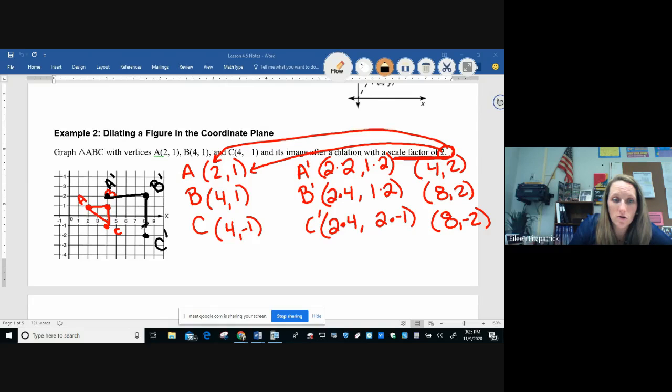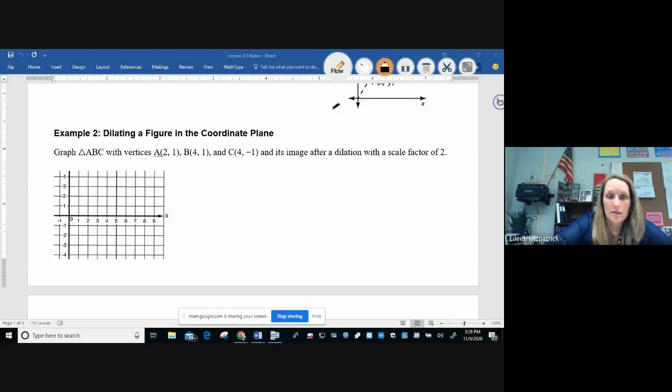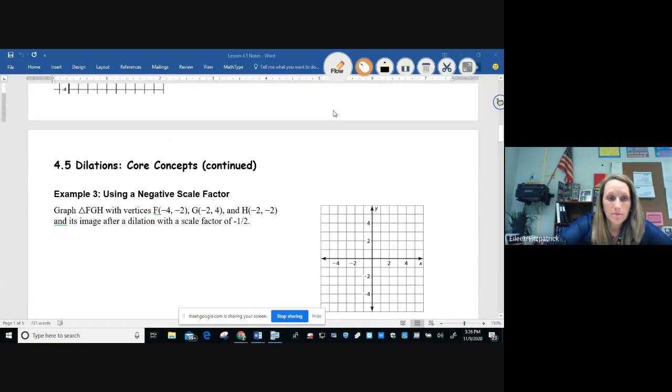So did your triangle enlarge or reduce in size? It enlarged. Did the triangle get closer to or further away from the origin, the center of dilation? Further away. So again, think about that scale factor. It was a scale factor of 2. It got larger and further away from the center of dilation. Okay, let's keep on moving along.